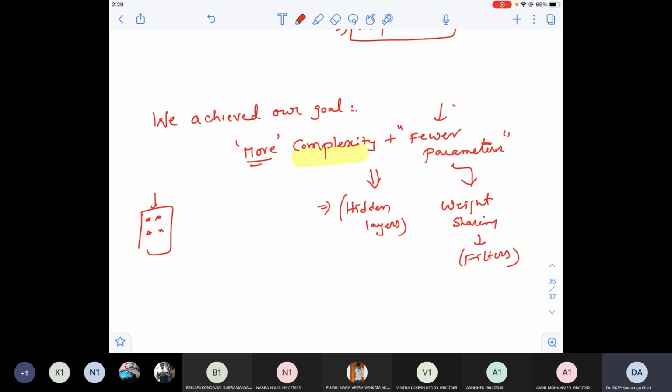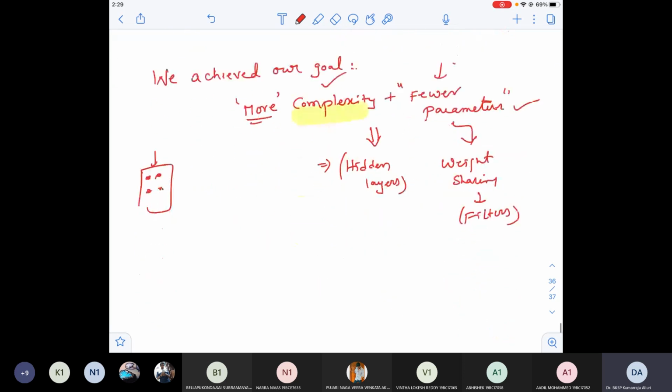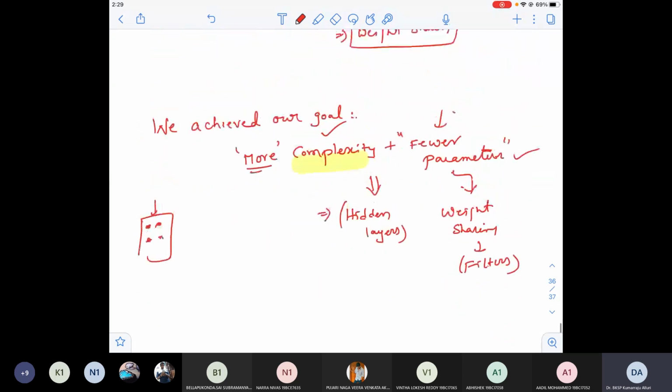So that means I achieved my goal. I want the complexity to be retained, but with a smaller number of parameters. That is what we achieved. Now, yesterday I told you that only one kernel will not be applied. We will apply multiple kernels, right? We'll apply multiple kernels. Assume 1, 2, 3, 4, 5, 6, 7, something like this.